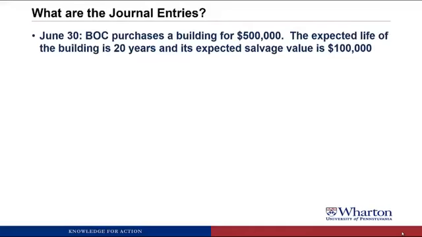At this point, we have to account for purchasing the building, but we're not going to do any depreciation yet because we just bought the building. We paid $500,000 cash, so we credit cash $500,000. We received a building, which is an asset, so we debit building for $500,000.